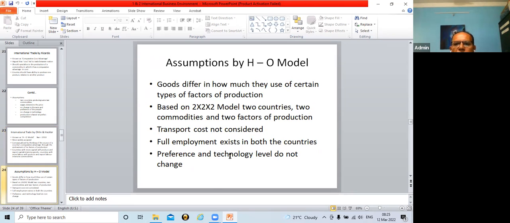Olin and Heckler, they also have some assumptions of certain types of factors of production, how much they use. Then based on 2x2 model: two countries, two commodities, two factors of production. Actually, there are three factors of production. Land.